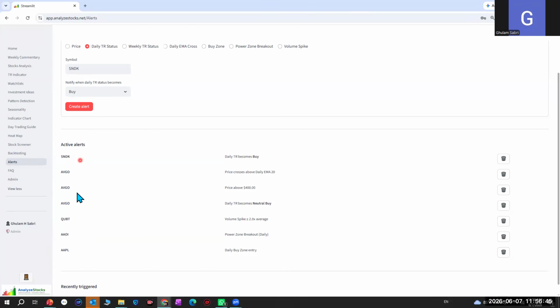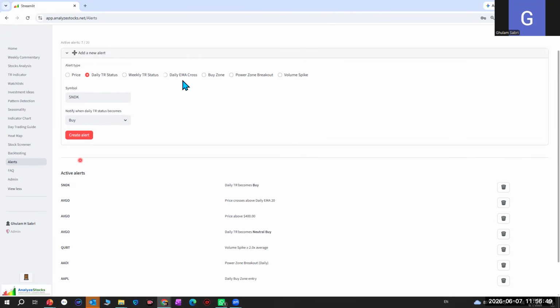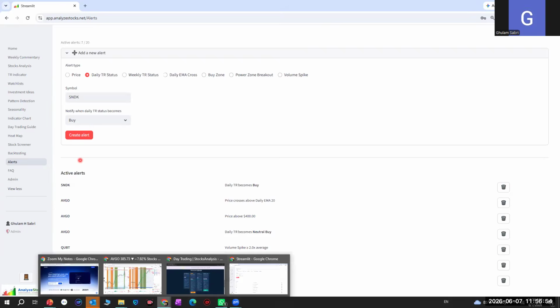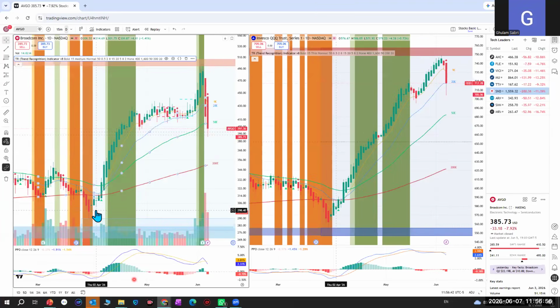So this is a new feature. I just introduced it last week, and like I said, I will add the PPO zero crossover trigger as well. To me, I think that is also an important signal to complement this entire system. So that's how we will find entries in good stocks like Broadcom and SanDisk and others.